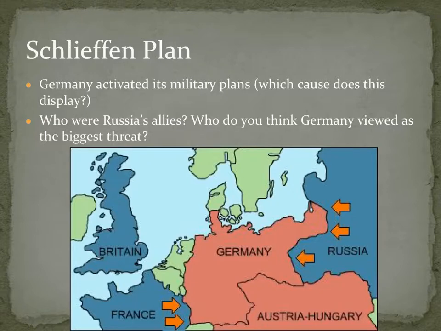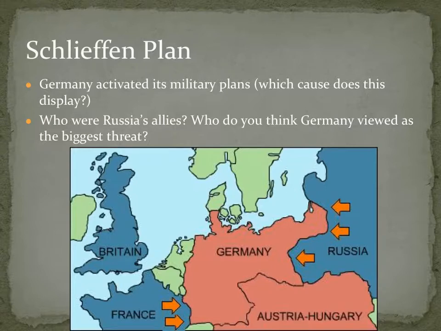So because Russia has allies of Britain and France, it realizes that if Germany goes to war against Russia, it's going to be fighting Britain and France as well. And this is going to result in a two-front war where they're going to be fighting against Britain and France on the west, and they're going to be fighting against Russia on the east.